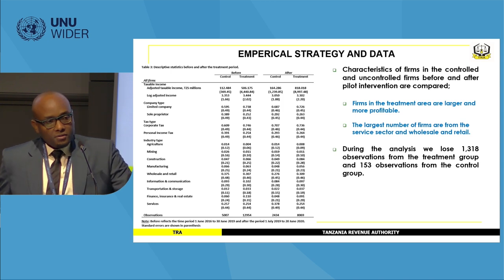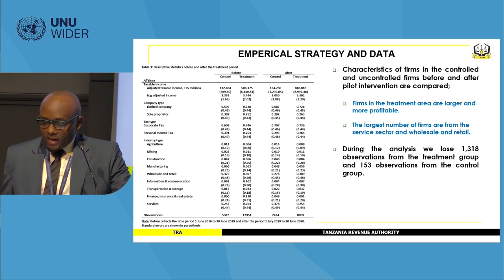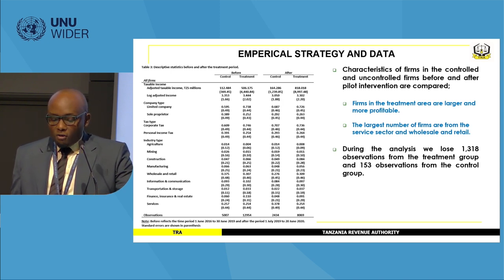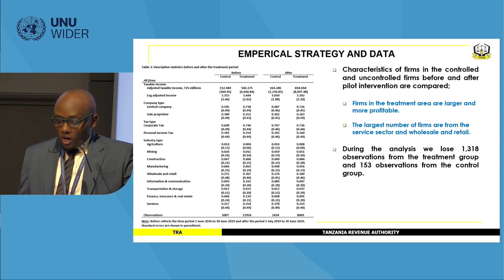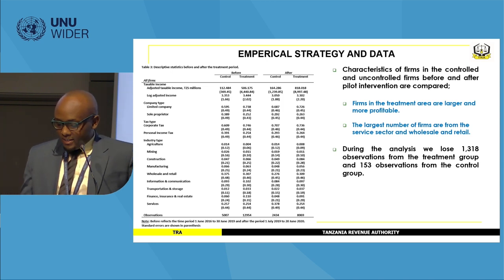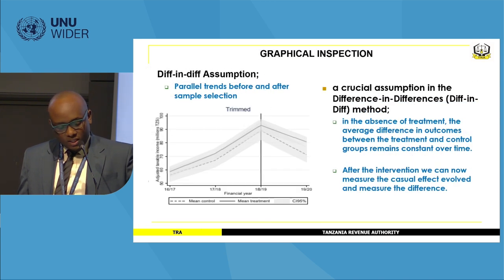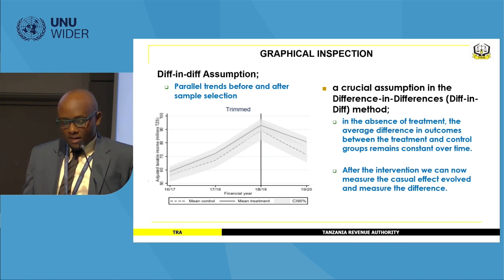We checked critically on the information by describing, and we observed some of the characteristics of the firms in the controlled and uncontrolled groups, before and after the piloted interventions, and compared them. The firms in the treatment areas were observed to be large and more profitable. But the largest number of firms that we observed in this analysis were from the service sector, wholesale and retail. And again, we went further to test the assumptions and see if our methodology was critically in place.